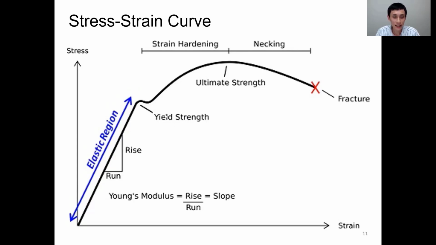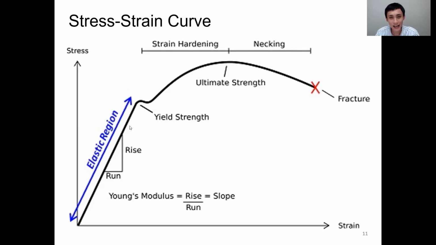After the yield point, if you keep applying the load, the material will not be able to come back to its original length. Another important point is called the ultimate strength, or ultimate point, or tensile point. The ultimate point is the maximum stress that the material can take before fracture.